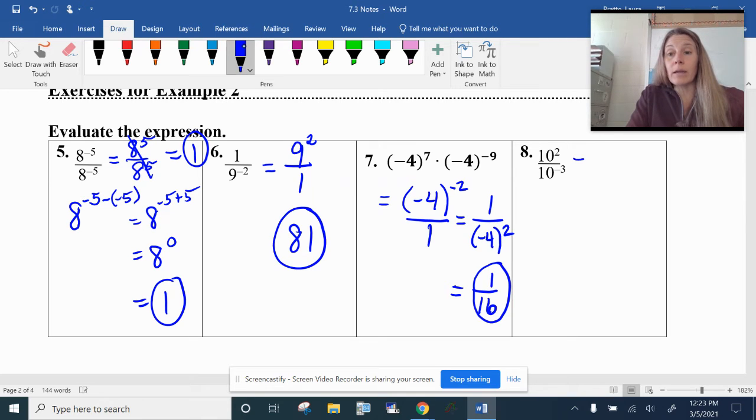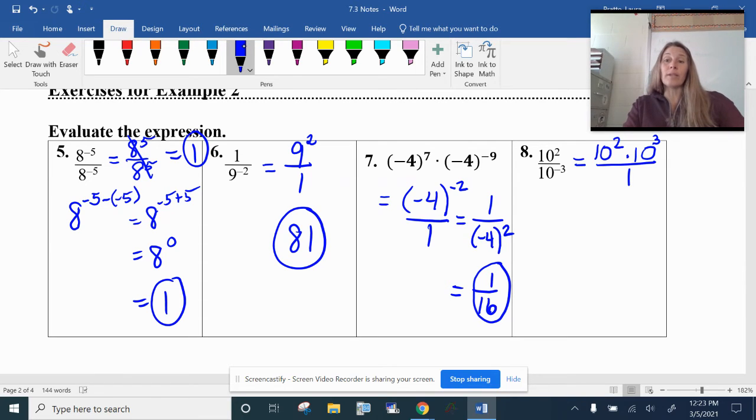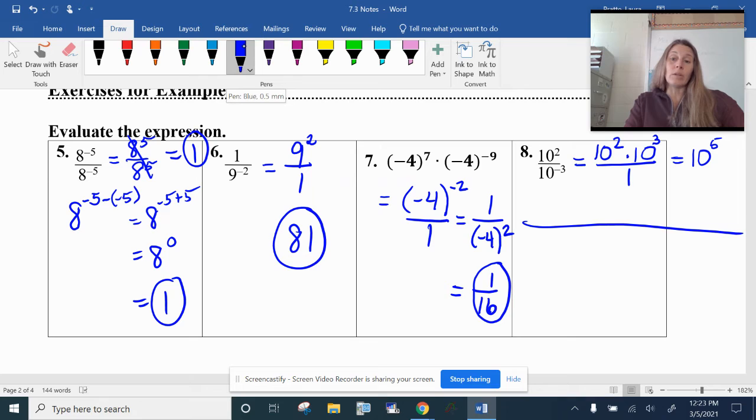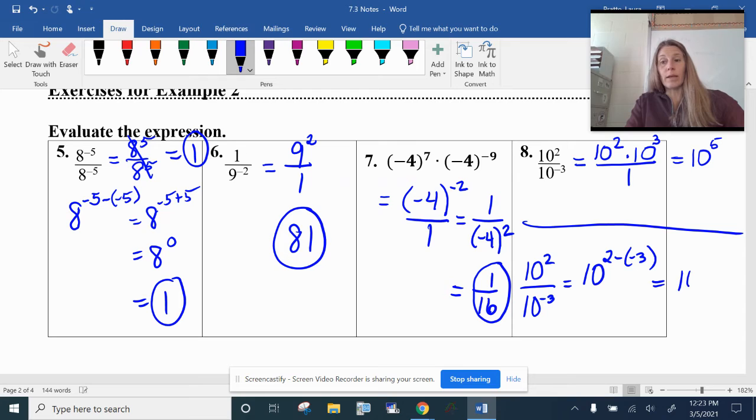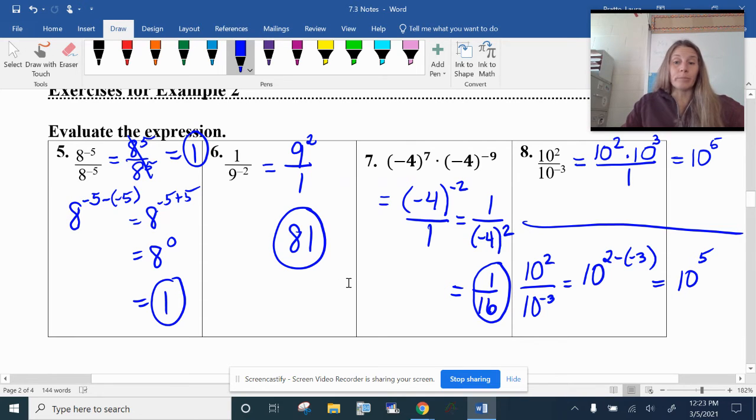And then finally, number 8, one option would be to bring the 10 to the negative 3 to the top, making the 3 positive. I like this option because now I can just add 2 positive numbers, which makes this a little bit easier. It's 10 to the 5th. The other option for this one would have been to just do subtraction here, but subtracting with a negative can get a little dicey. So you have to remember when you subtract the negative, you're really adding, and that's how we would get there. And of course, you could put that in your calculator and get the actual number as well.